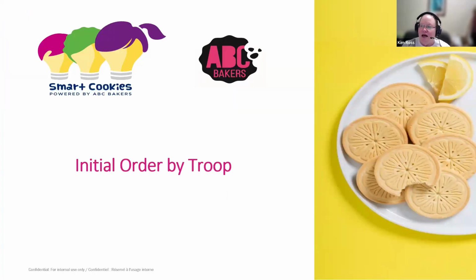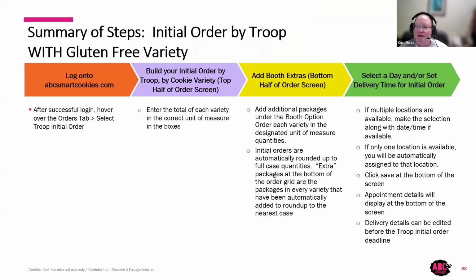Okay, so we said we would give a little bit of specifics about the troop's initial order. So here are those specifics. What you will do is log on to Smart Cookies. After your successful login, you will hover over the Orders tab, and you will select Troop Initial Order.